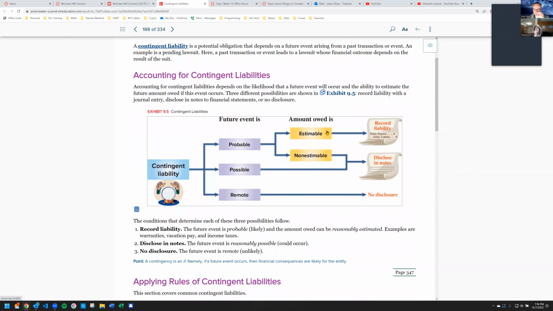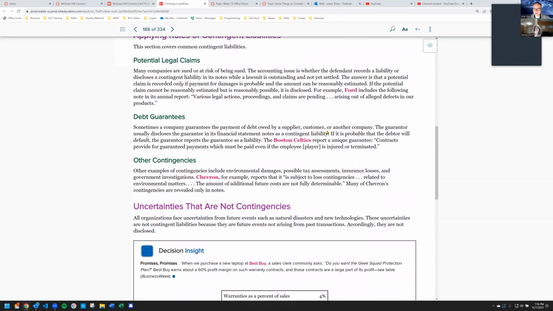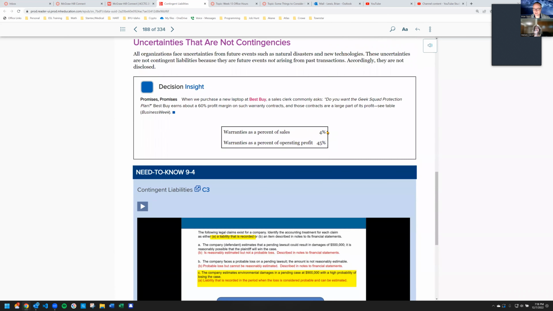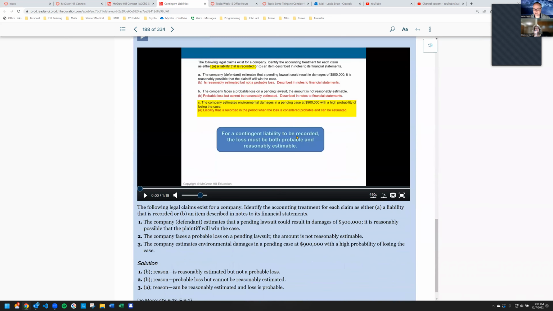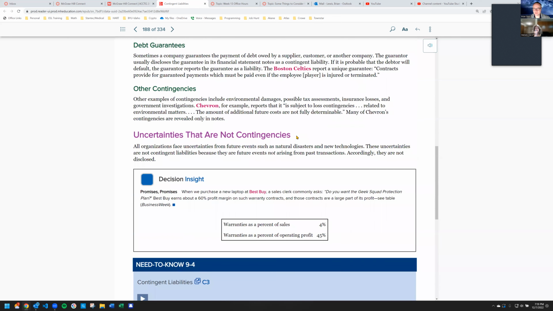Accounting for contingent liabilities: rules, the claims, debit, contingencies. Warranty is, I think, really just a continuation of warranties type stuff. There's nothing too significant here.